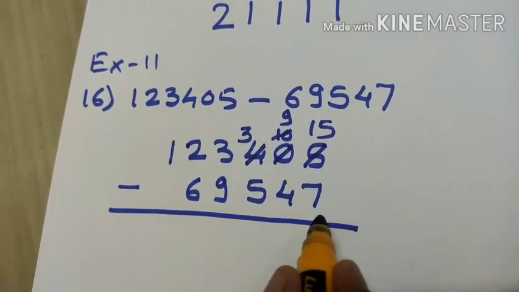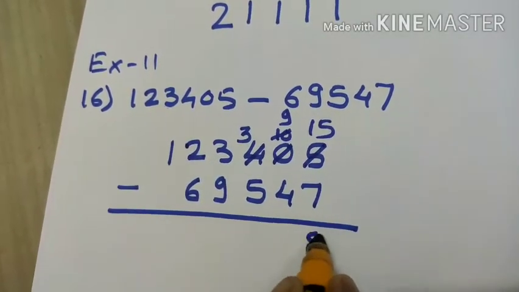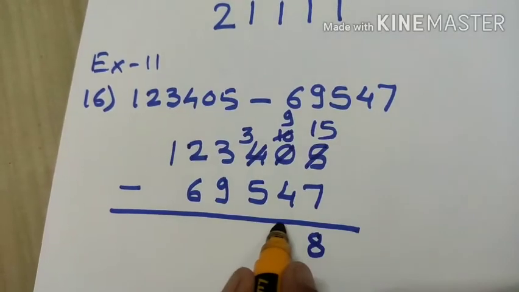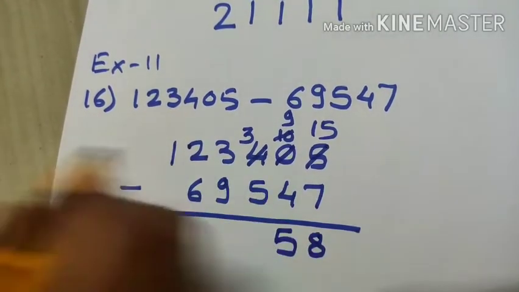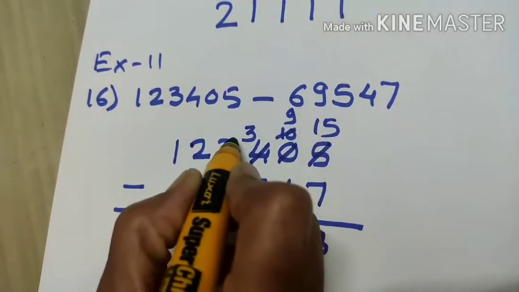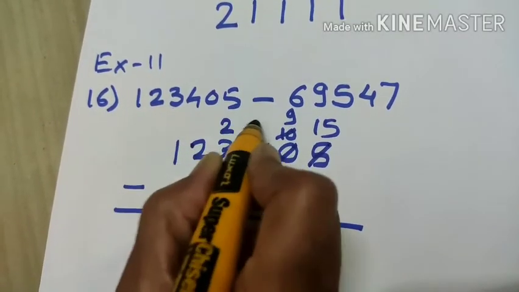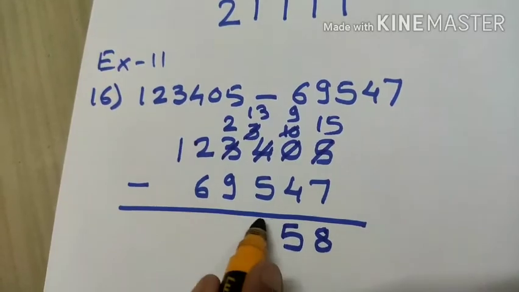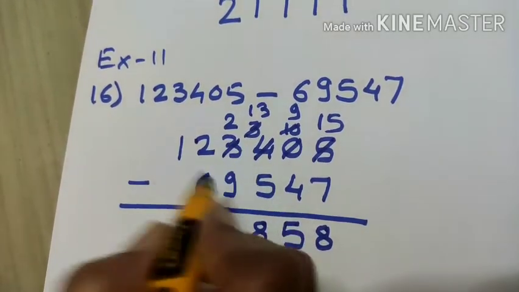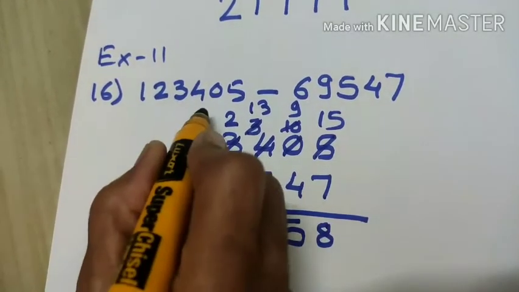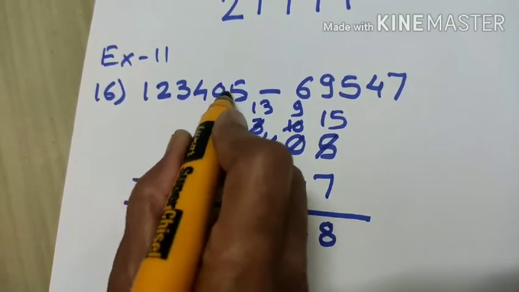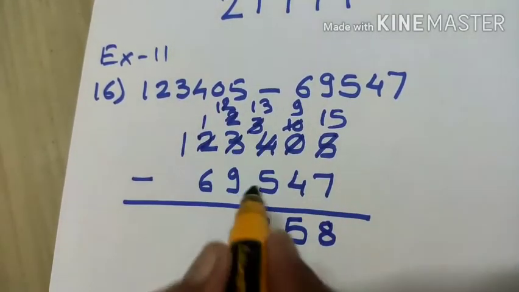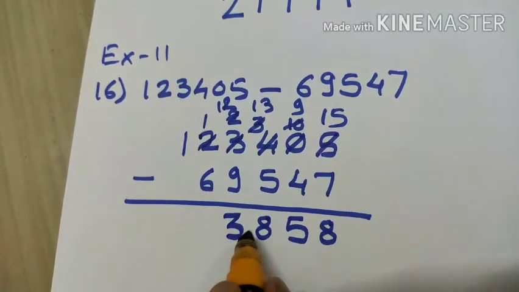So 15 minus 7, 8. 9 minus 4, 5. 3 minus 5 you cannot do, borrow number from 3, 13. 13 minus 5, 8. 2 minus 9 you cannot do, borrow number from 2, it is 1, this becomes 12. So 12 minus 9, 3.